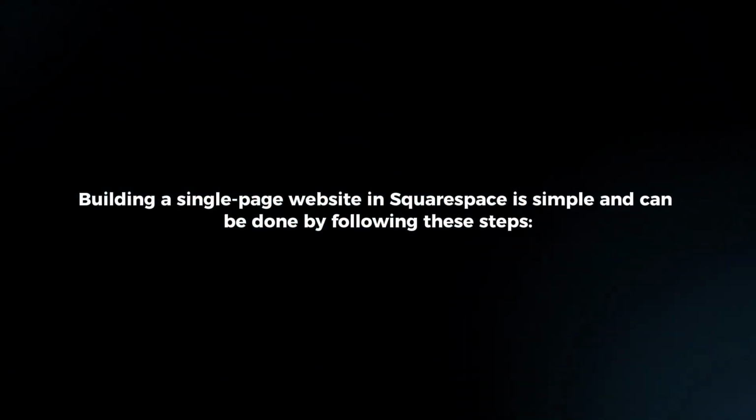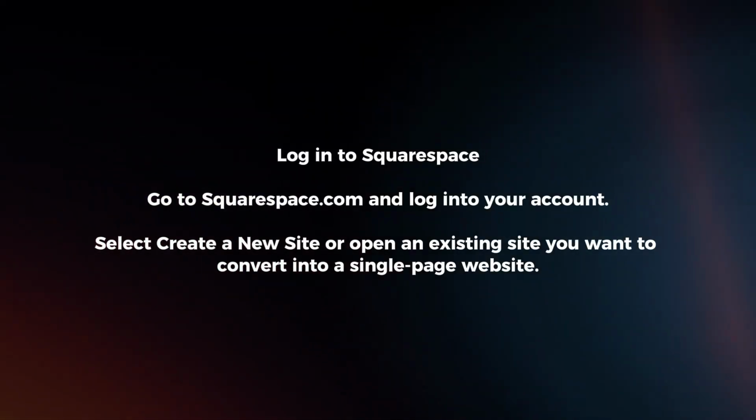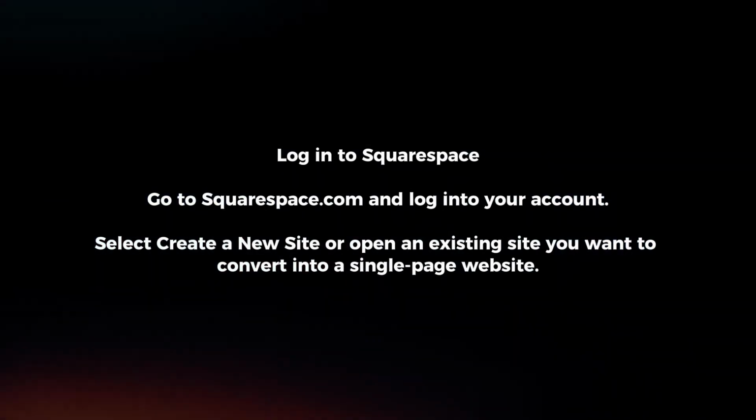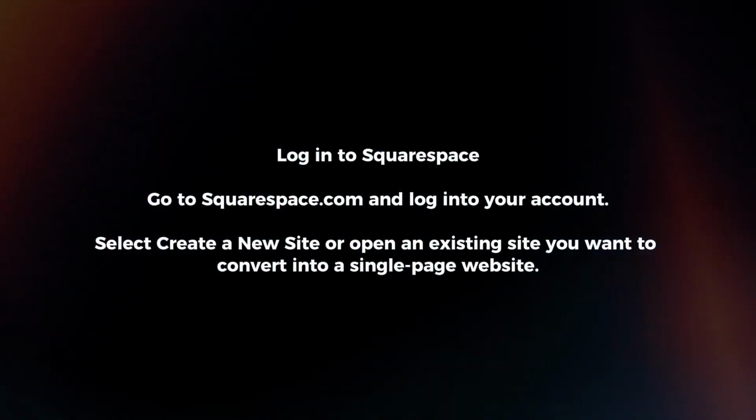Building a single-page website in Squarespace is simple and can be done by following these steps. Log into Squarespace. Go to squarespace.com and log into your account. Select Create a new site or open an existing site you want to convert into a single-page website.